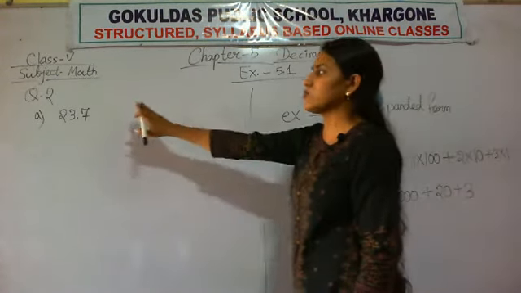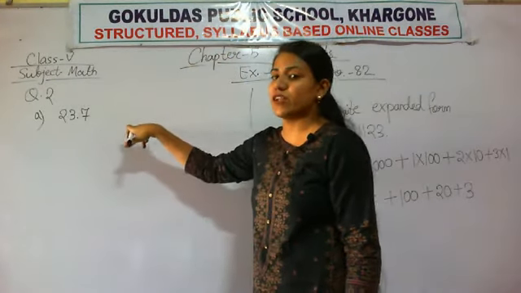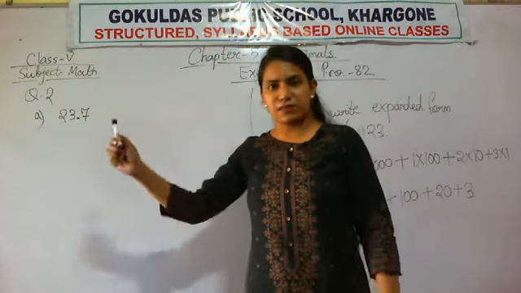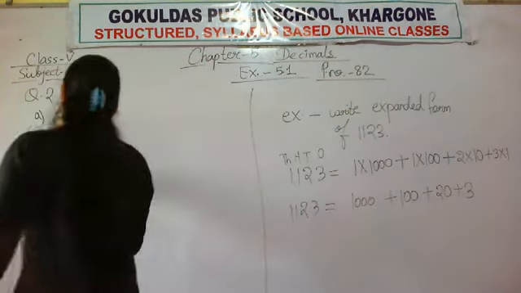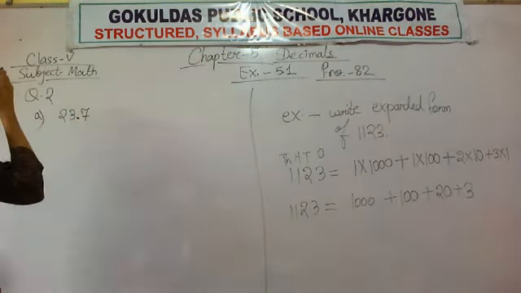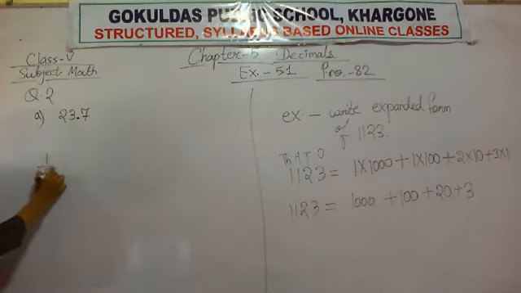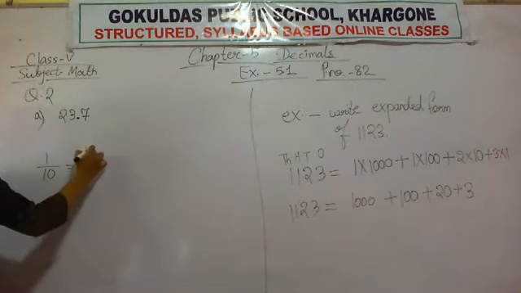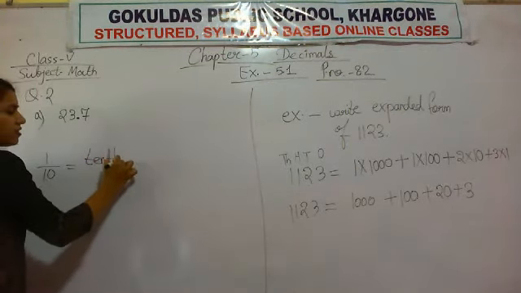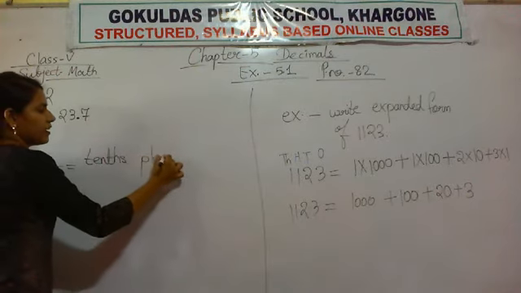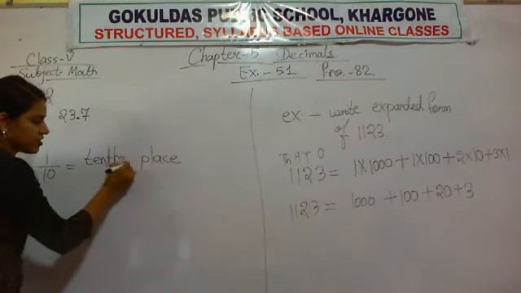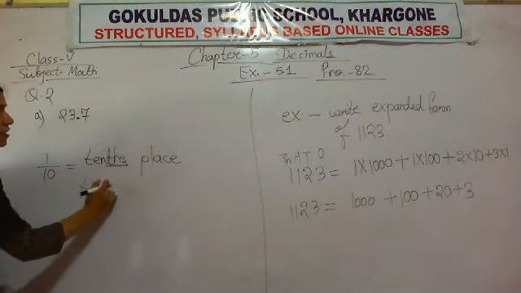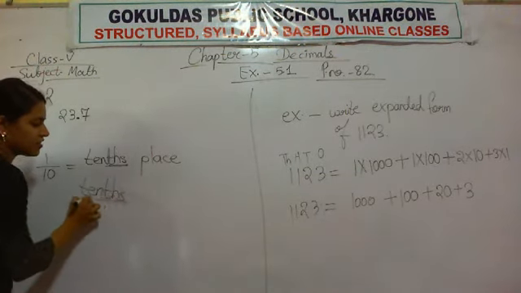Now you want to write the expanded form of 23.7. Here the decimal point is there, right? As I told you in the beginning of the lecture, 1 upon 10 is read as tenths place. We can read it as tenths place. Remember, it is not tens place, it is tenths place.